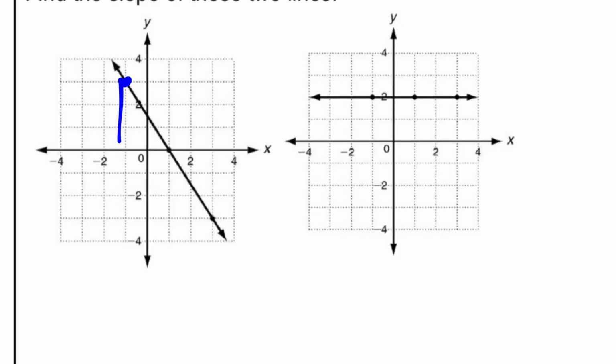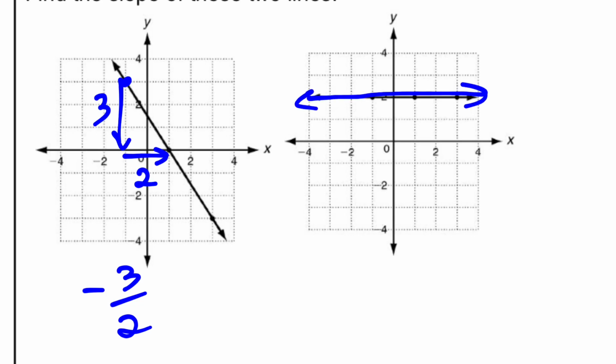At this point, I go down 3 and right 2. Negative 3/2 is my slope. Since this is a horizontal line, it has a slope of 0.